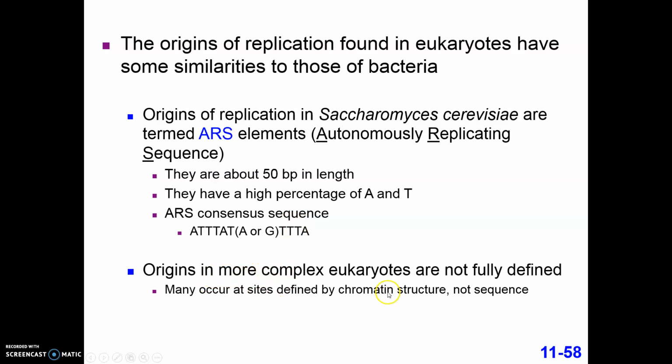When you start getting more and more complex in terms of eukaryotic organisms, it's a little bit less defined. And it may well be that the proteins that are inducing the beginning of this process are cueing in on chromatin structure, not sequence. And this is generally true in a lot of areas, that the chromatin structure itself is dictating how things progress.